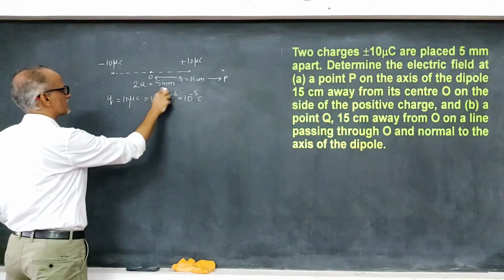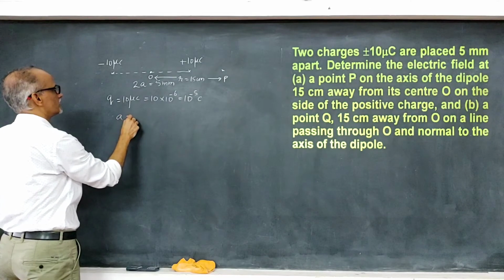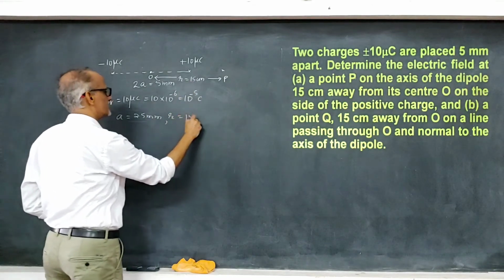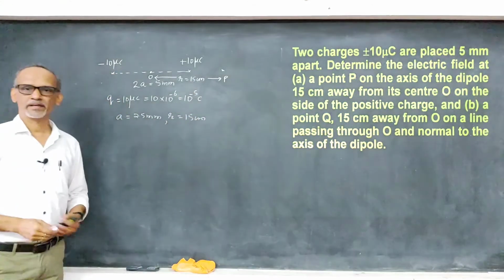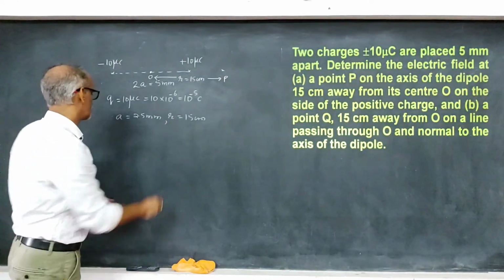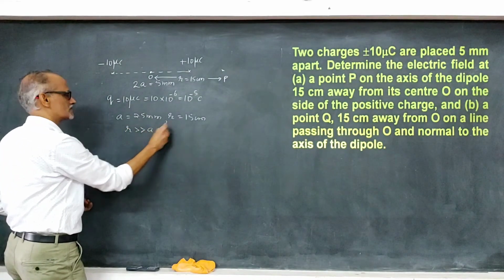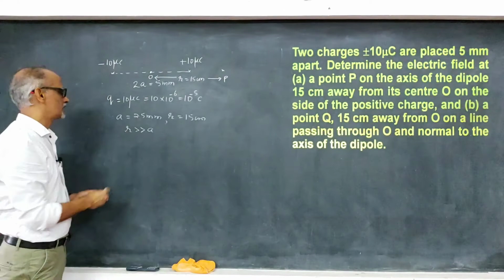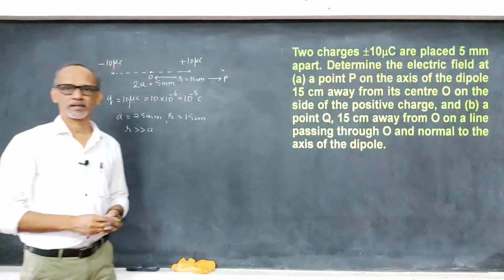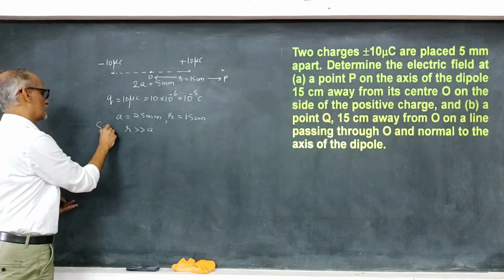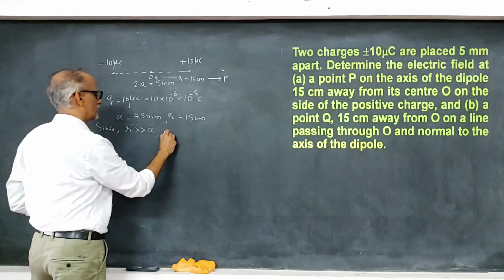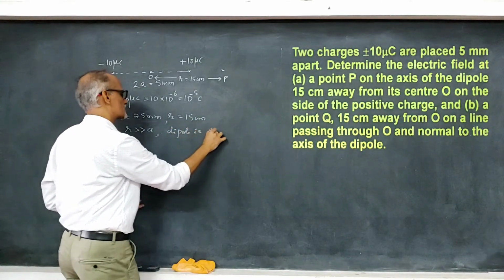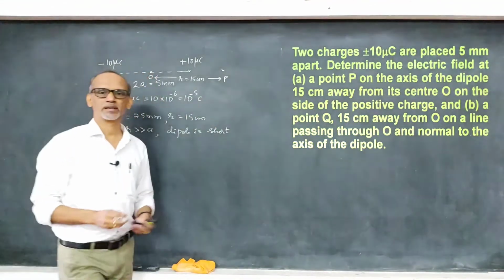The value of 2A is 5 millimeter. The value of A is 2.5 millimeter. The value of R is 15 centimeter. Now what we get to notice here is this R is much greater than A, because this is in centimeter, this is in millimeter. That's why the given data is for a short electric dipole. Since R is much greater than A, it's a short electric dipole.